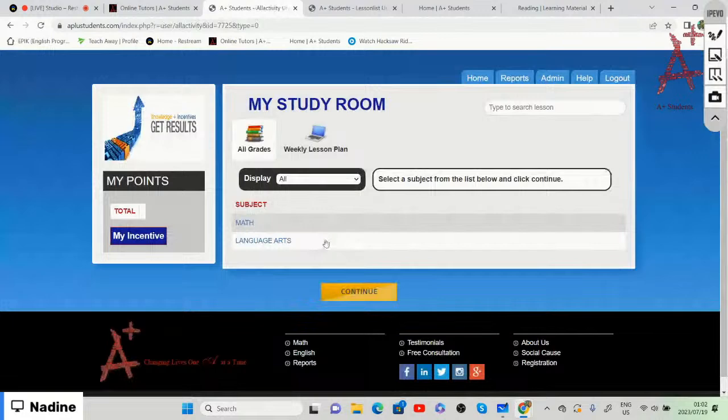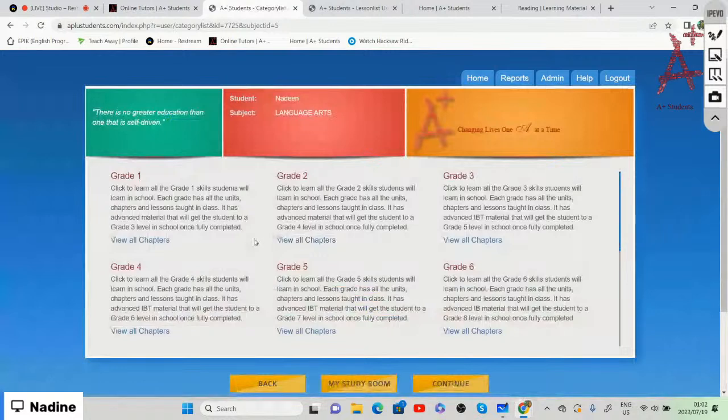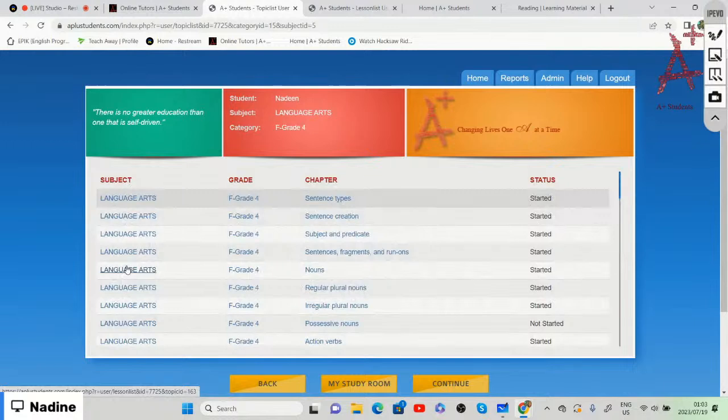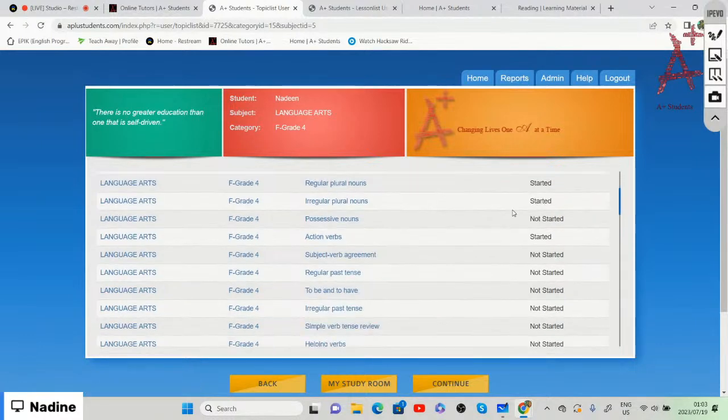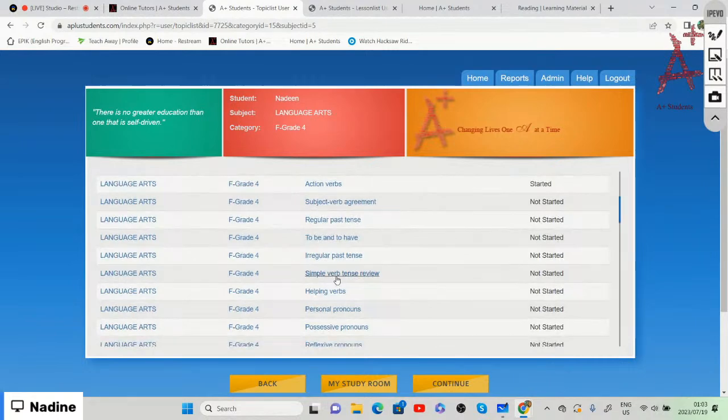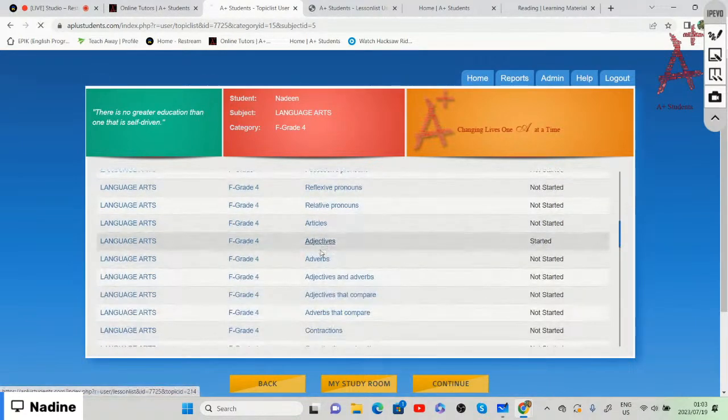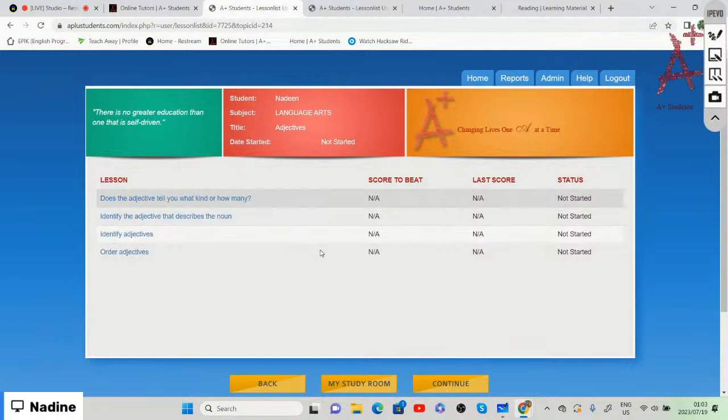All right, then we're going to select the subject of language arts, because language arts is English, right? So we're going to select language arts. And we say that we are doing a grade 4 lesson on adjectives. All right, so once we have selected language arts, grade 4, we're going to scroll down until we get the chapter of adjectives. So we're going to click on adjectives, because that is the chapter that we will be focusing on tonight.